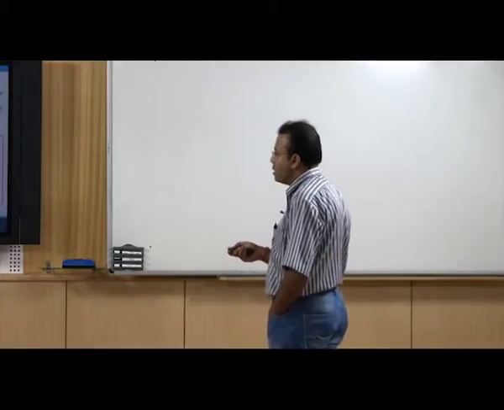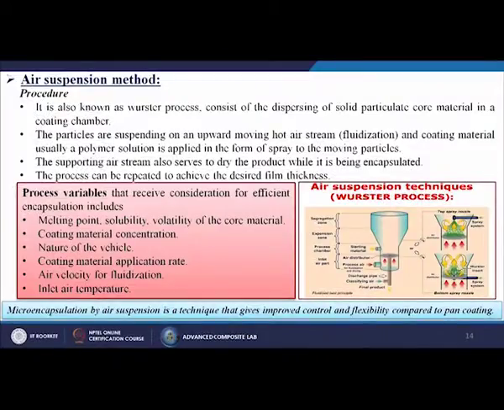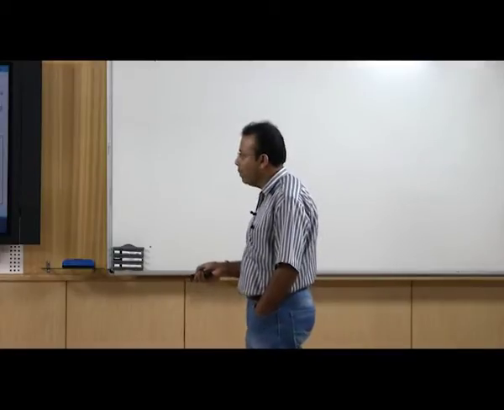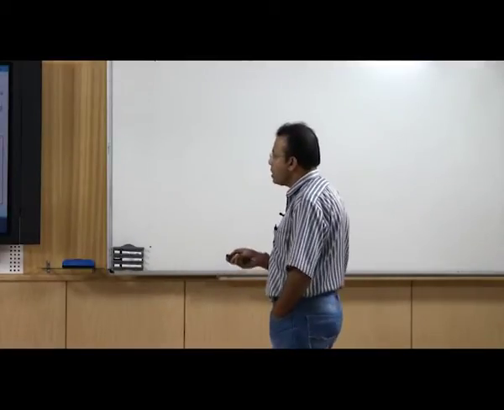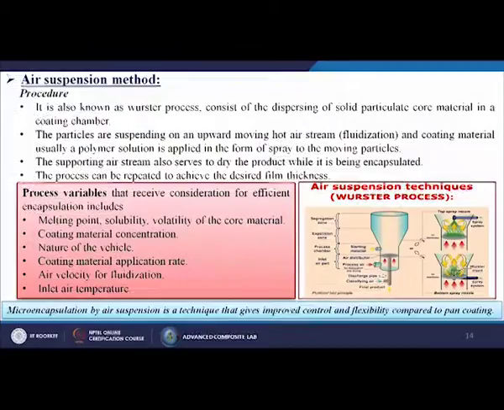Microencapsulation by air suspension is a technique that gives improved control and flexibility compared to pan coating. This is the added advantage over the pan coating method, and this process is known as the Wurster process.